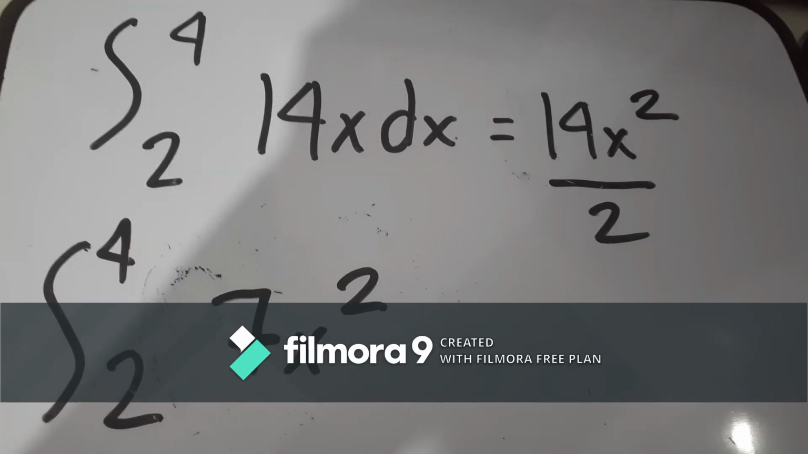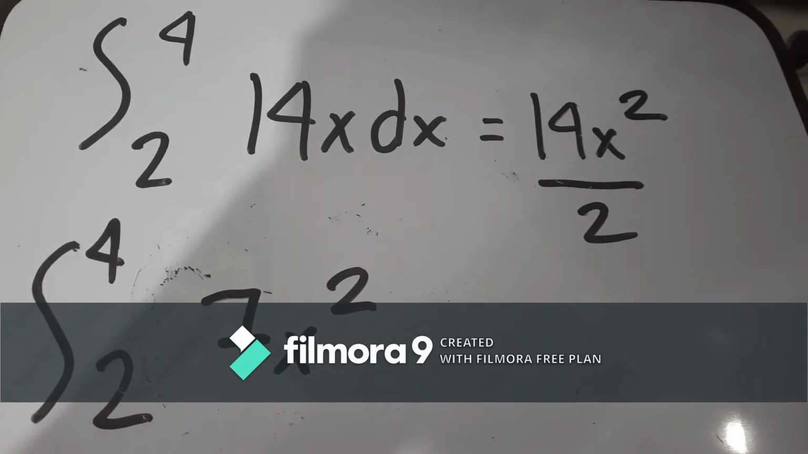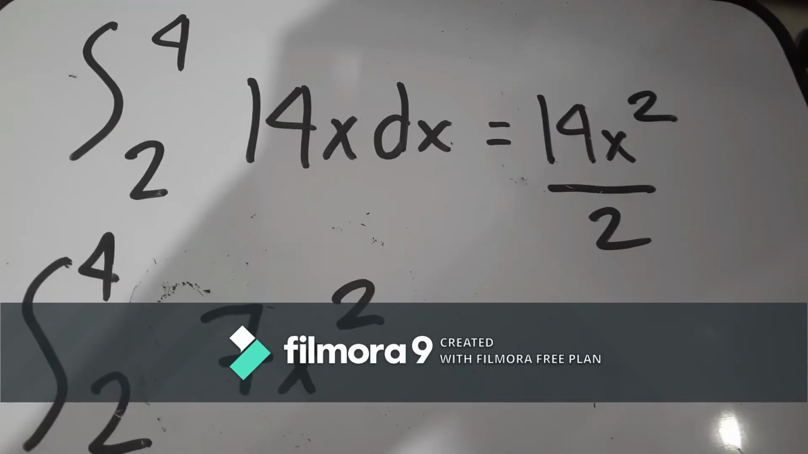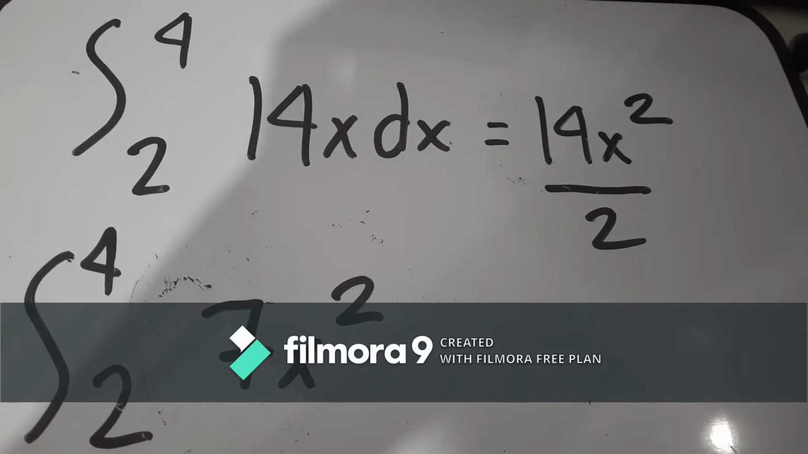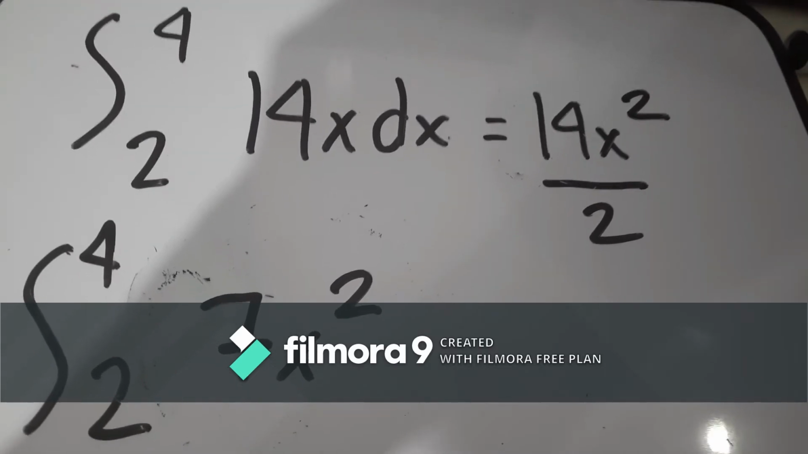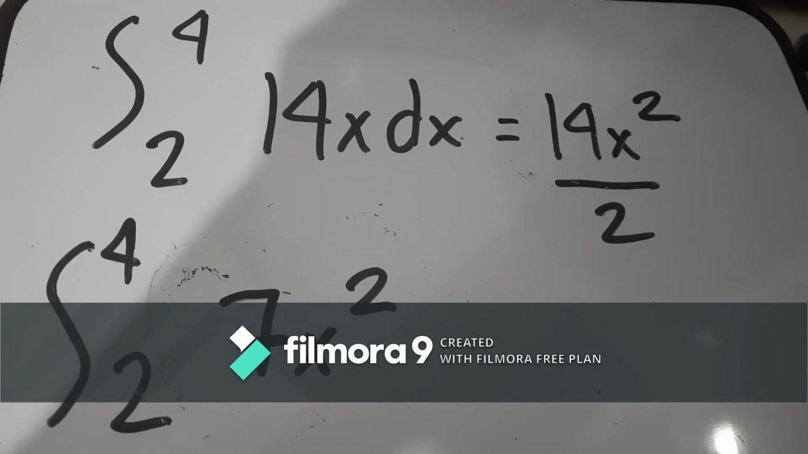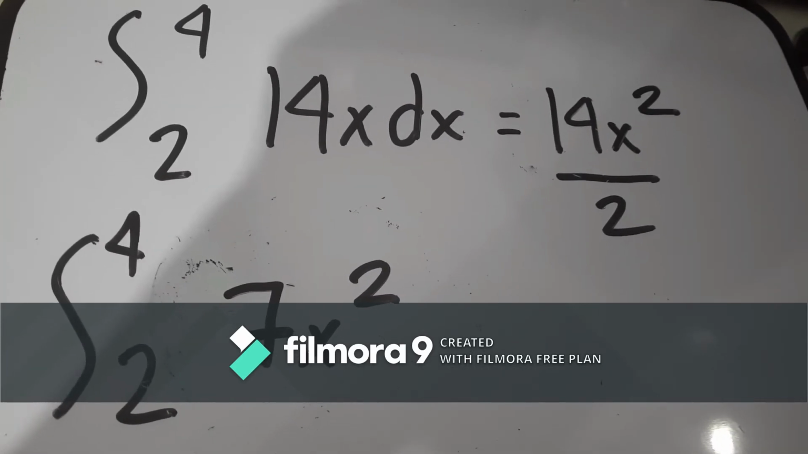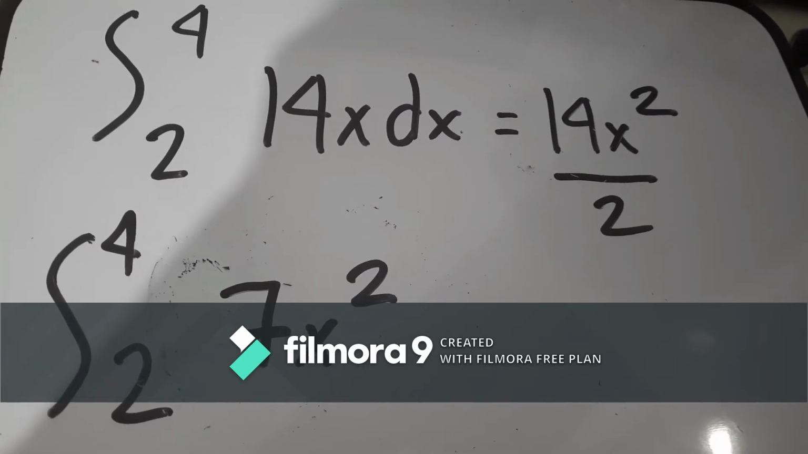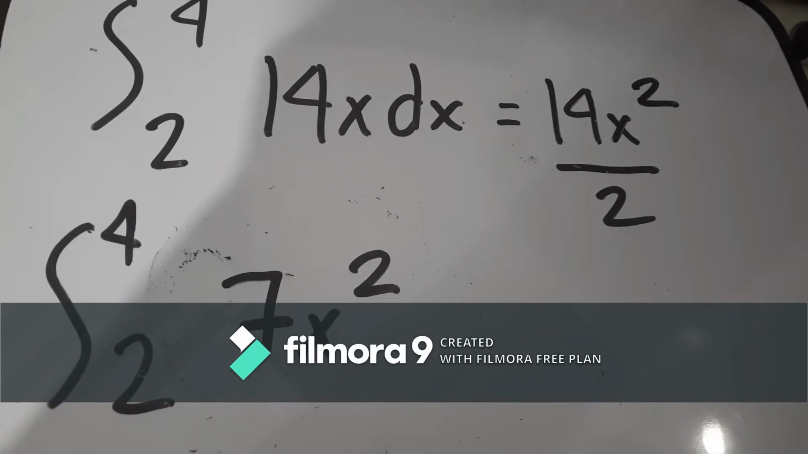We need to integrate this expression with respect to x. This will become 14x squared over 2. And 14x squared over 2 will become 7x squared. And now, we need to plug in our limits into this expression.